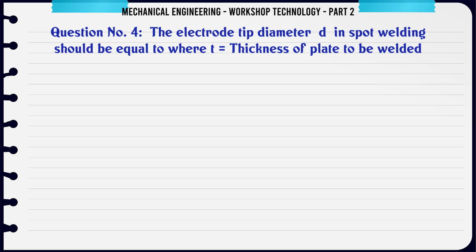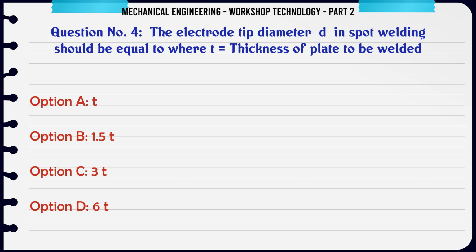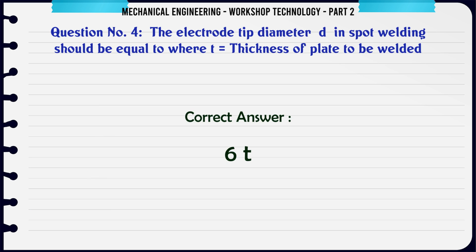The electrode tip diameter D in spot welding should be equal to where T is the thickness of the plate to be welded. A. T, B. 1.5 T, C. 3 T, D. 6 T. The correct answer is 6 T.